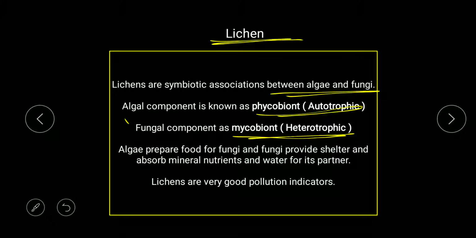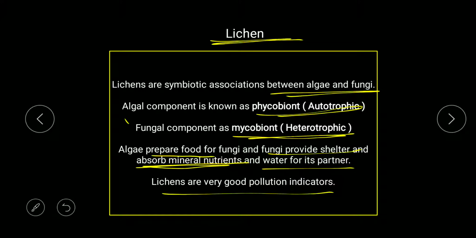So if the phycobiont gets its food by itself, but the mycobiont is dependent on the phycobiont, so the mycobiont is getting the benefit, then what does the mycobiont provide to the phycobiont? The phycobiont prepares food by taking some of the elements. So algae prepare food for fungi, and fungi provide shelter and absorb mineral nutrients and water for their partner. They are very good pollution indicators, but pollution indicators of what? They are SO2 pollution indicators.